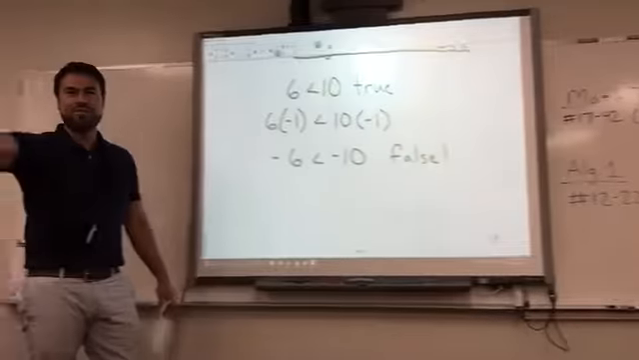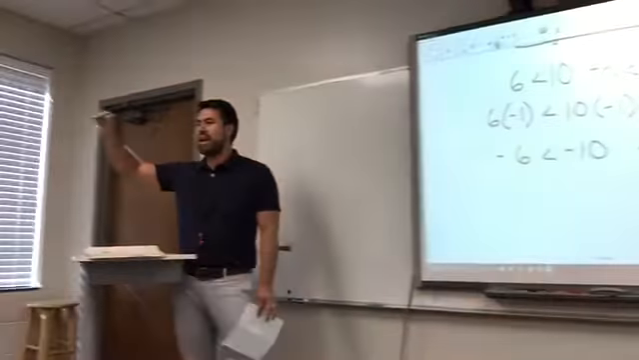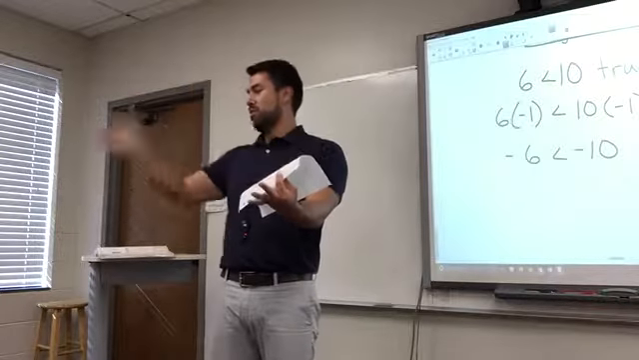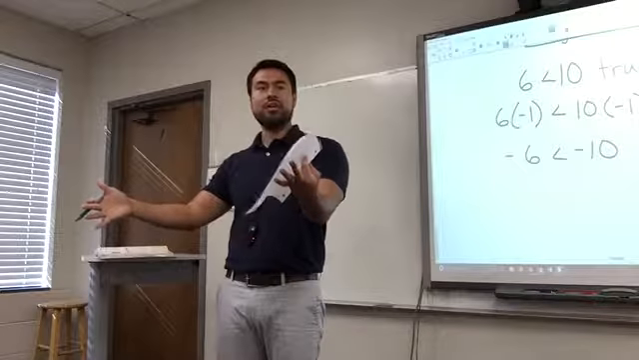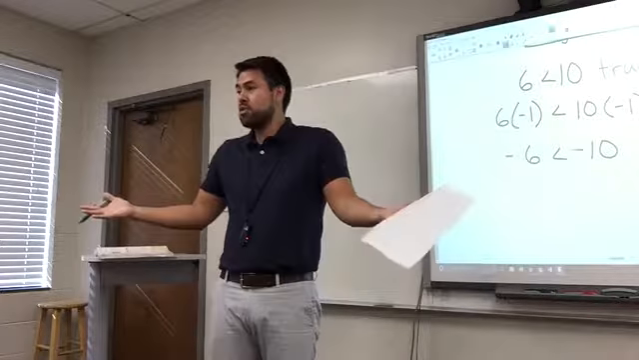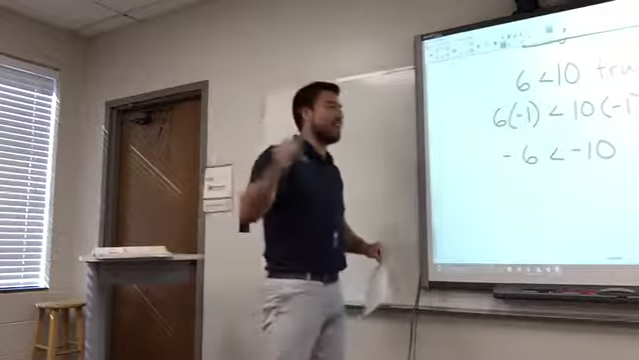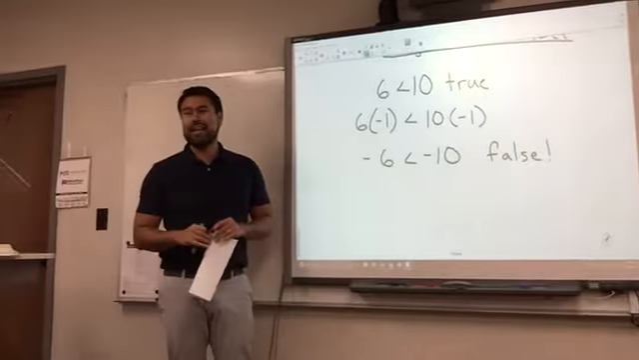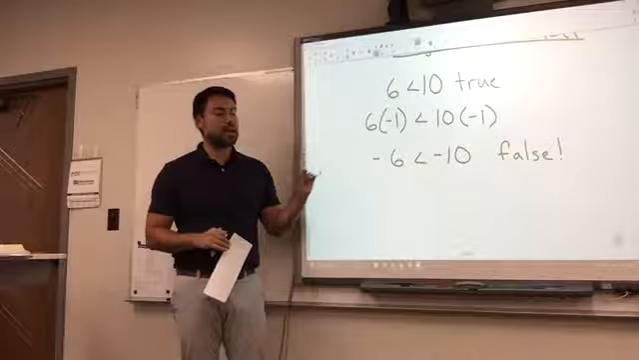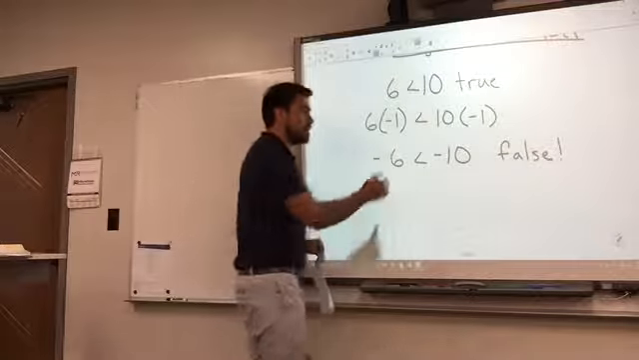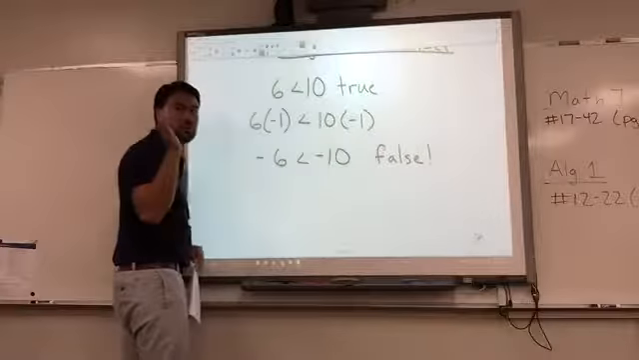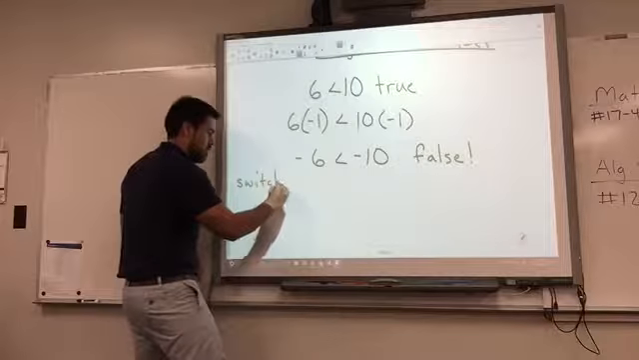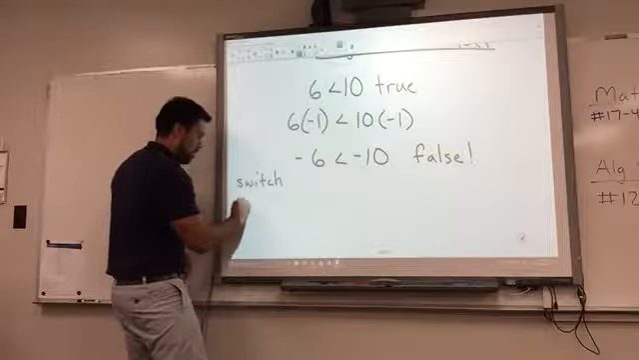It is false. Wait, Mr. A, I thought you're allowed to add or subtract, multiply both sides of an inequality by the same number, and it should be true. We have done that, except for a negative number when you're multiplying or dividing. Okay, so this is false. You guys agree? Watch what I'm going to do here. I'm going to switch the inequality sign.